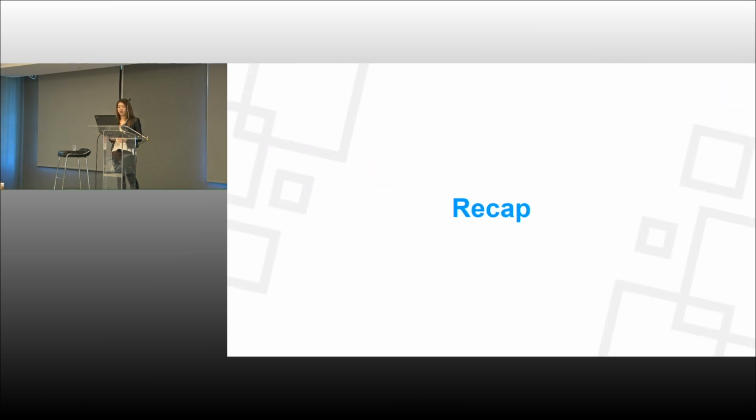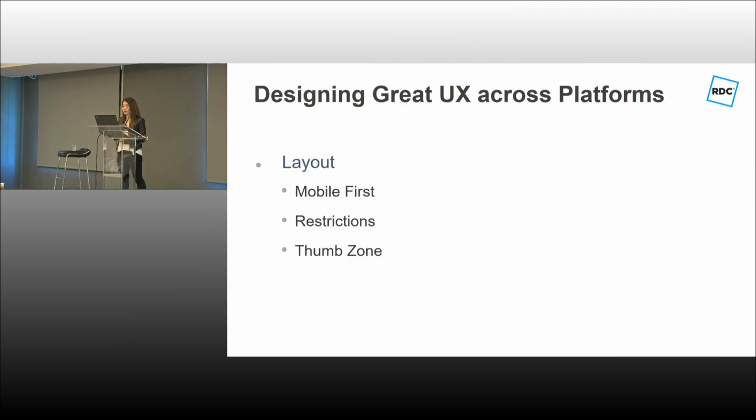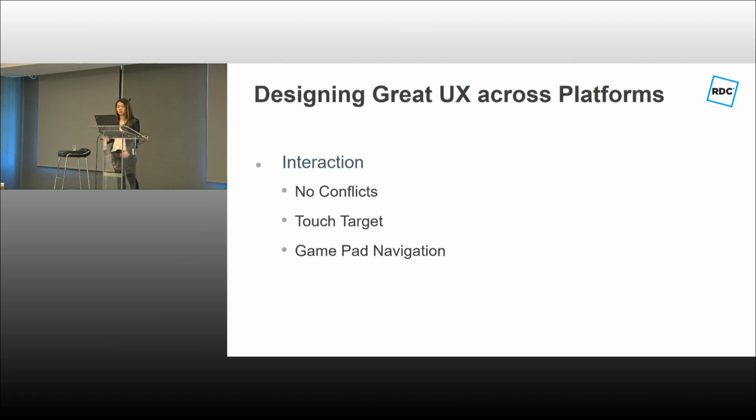Just a quick recap of what we talked about here. Layout: mobile first, start from the smaller screens, and prioritize your content. Then for restrictions, remember to avoid what we've already taken up. And then thumb zone, put your main actions in the green area. Then interaction, so you don't want conflicts, so no overlapping. And also think about muscle memory. And touch target, make your buttons big enough so it's easy to tap. And gamepad navigation, think about the layout and your starting point.